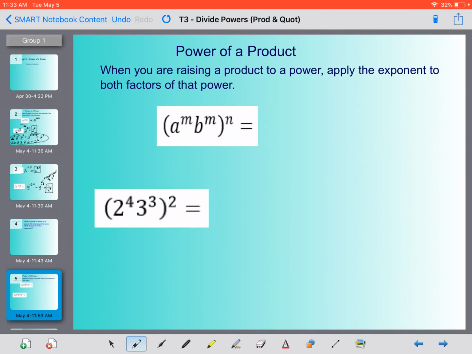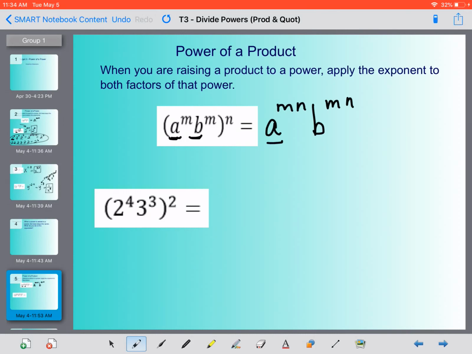Okay, now we're going to talk about power of a product, and that's when you're raising 2 or more terms together raised to a power. Now, when you are raising a product to a power, apply the exponent to both factors of that power. We're still multiplying. We just have to make sure it goes to both factors, a and b. So you'd have a to the mn, b to the mn.